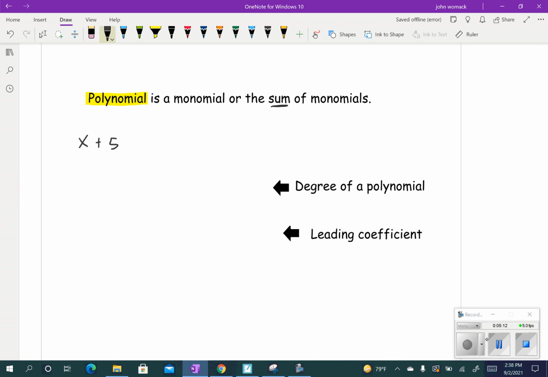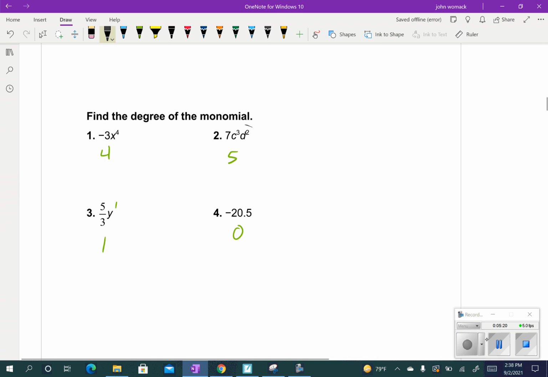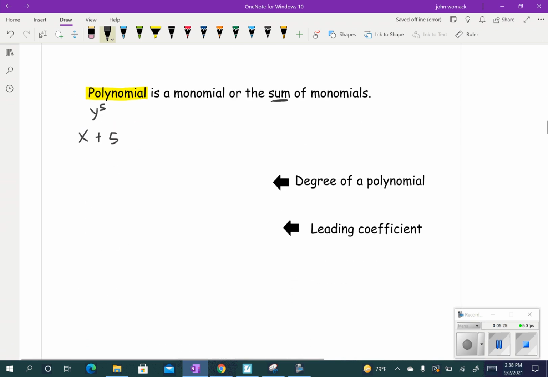So if I have like y to the fifth, that's a monomial. It's also a polynomial. If you go back up here, all these examples, right? All these monomials are also polynomials. But I can also find the sum of monomials. It's also considered a polynomial.